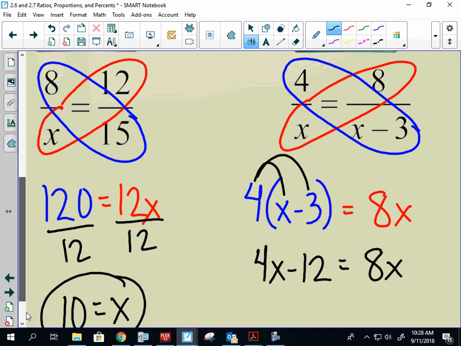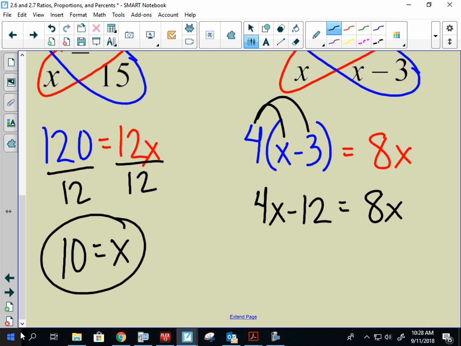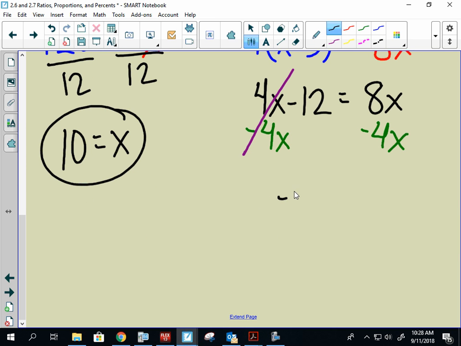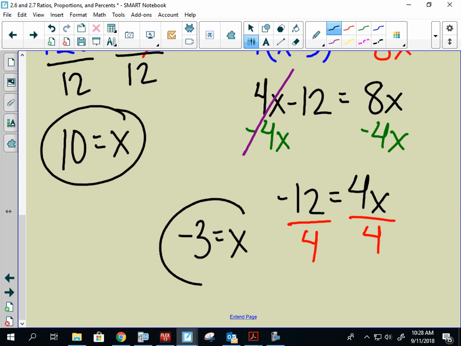Okay. Now I need to get same side. I need to get my variables to the same side, so I'm going to subtract 4x from each side. So all of my variables will be on the right-hand side. I then get negative 12 equals 8x minus 4x, which is another 4x. Now I need to solve. My last step is going to be to divide by 4, and I get my final answer of negative 3. So negative 3 is my answer. Okay, and I'm using the cross product property.